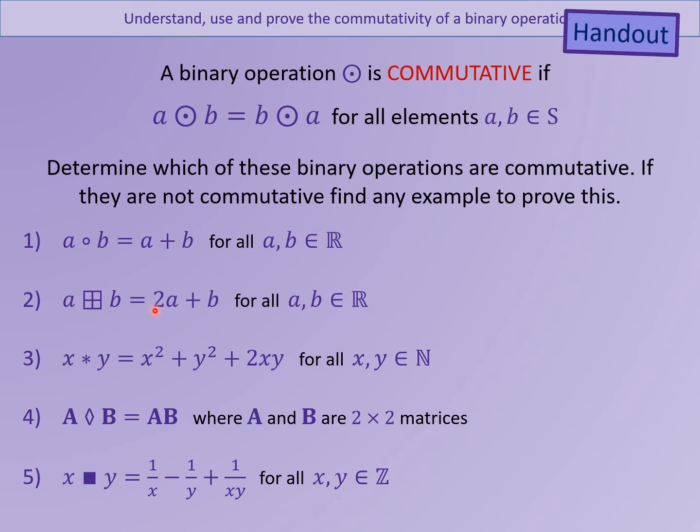So for each of the 5 questions below, decide whether or not the binary operation is commutative on the set given. If it is not commutative, find a counterexample to disprove the commutativity.